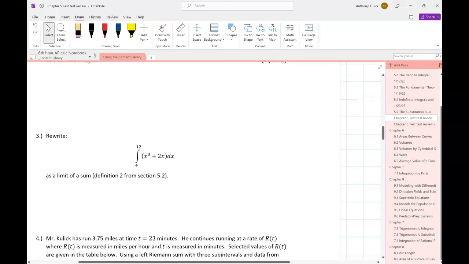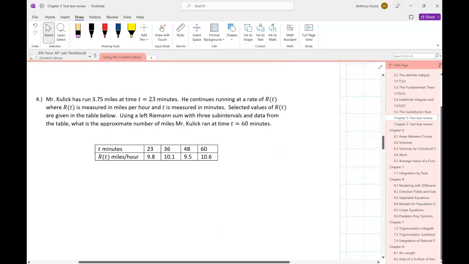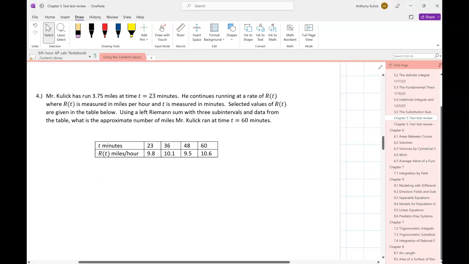And then I have to rewrite the integral as that limit of sums. So it's the same, just using that same definition, just unpacking it the other way. I have a Riemann sum problem where I give you a table of values to compute your Riemann sum.